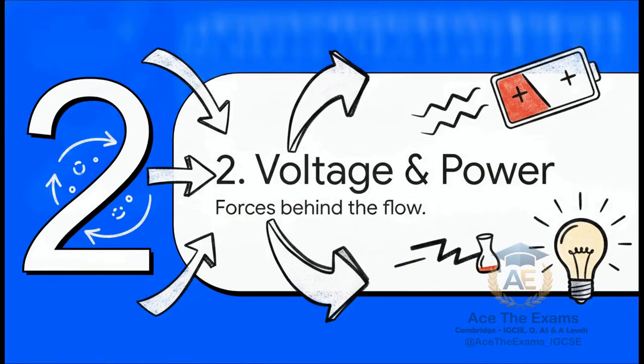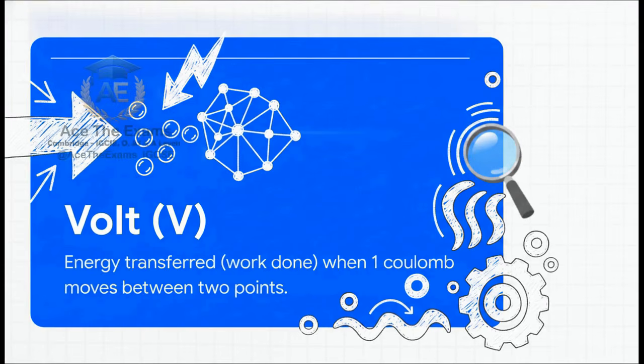Let's move on to Section 2, defining potential difference and power. We know the charge flows, but what are the macroscopic driving forces behind the flow? So we've established that charge flows, but why does it flow at all? It doesn't move on its own. The driving force pushing those electrons through the wire is the potential difference, which we measure in volts.